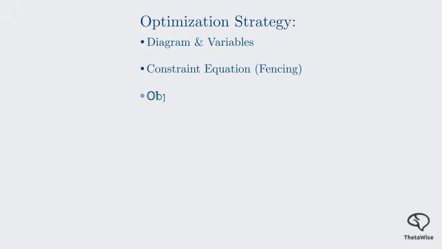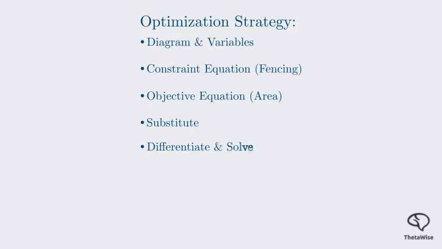Then we need to create 2 equations: a constraint equation based on the limited fencing, and an objective equation that describes the area we want to maximize. Finally, we'll use the constraint to rewrite the objective function in terms of a single variable and find its maximum using calculus.